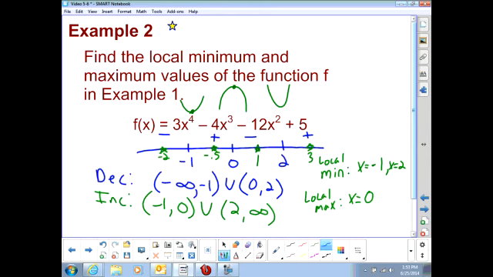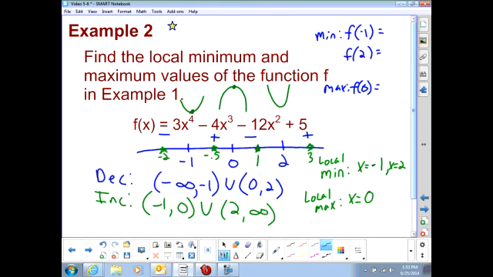Now, depending on what the question asks, that might be all you need to find. It might say determine where the maxes and mins occur. Our particular question tells us to find the local maxes and mins. So for our mins, we've got to actually see what is f of -1 and f of 2. And for our max, we've got to actually see what is f of 0.